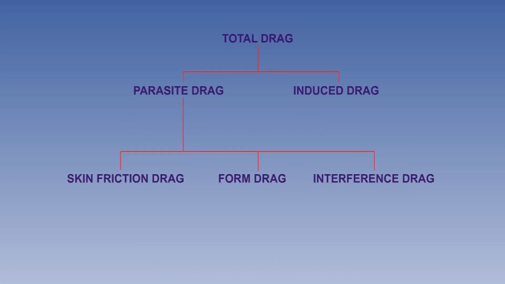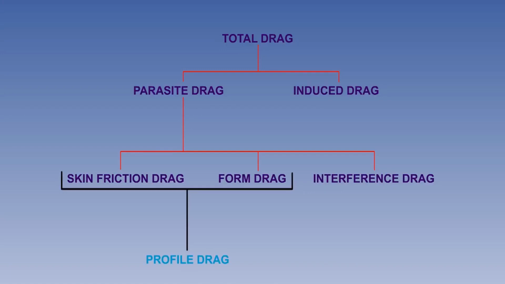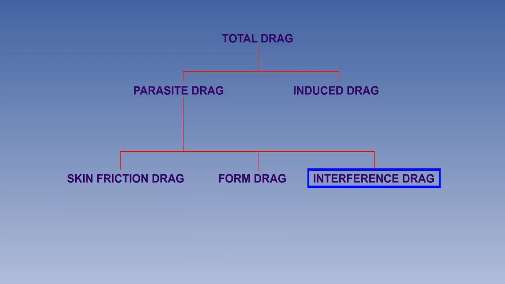The combination of form drag and skin friction is known as profile drag, as it can be considered that it results from the cross-sectional area or profile of the aircraft presented to the relative airflow. The final element of parasite drag is interference drag. When considering a complete aircraft, the parasite drag in total will be greater than the sum of its parts. This additional drag is the result of interaction between the boundary layers of adjacent parts of the aircraft.